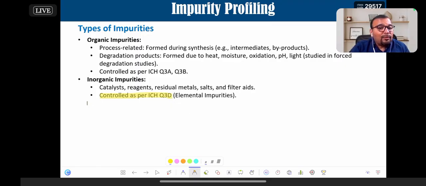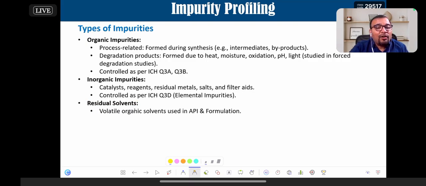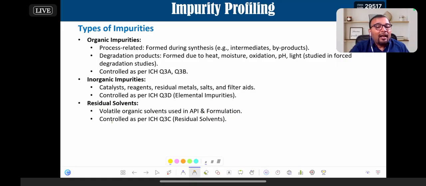The third type of impurity is called residual solvent. Now, whatever solvents we generally use for manufacturing, there can be traces of these residual solvents. So, whatever volatile organic solvent is used in API and formulation, and the traces of that volatile organic solvent, are called residual solvent. And you must have heard about ICH guideline Q3C, which actually decides the acceptable intake limit for this kind of volatile solvent.